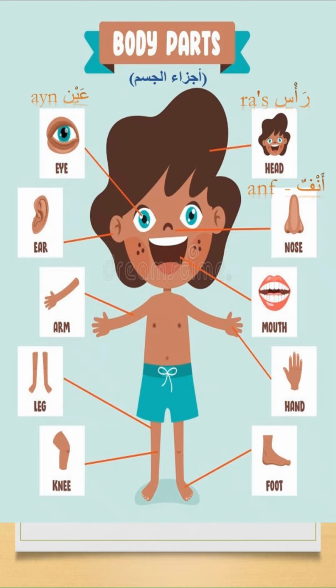أنف. And mouth. In Arabic, mouth is فم. And hand. And hand is called يد. And foot. In Arabic, foot is called قدم. And ear. In Arabic, ear is أذن. And arm. In Arabic, arm is zira.